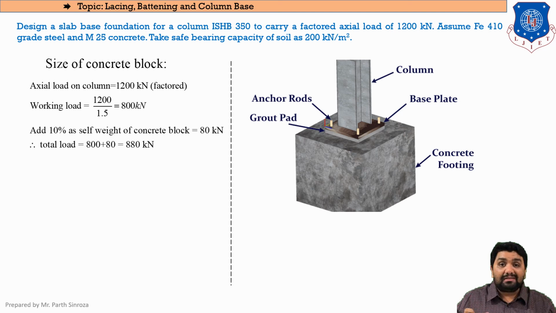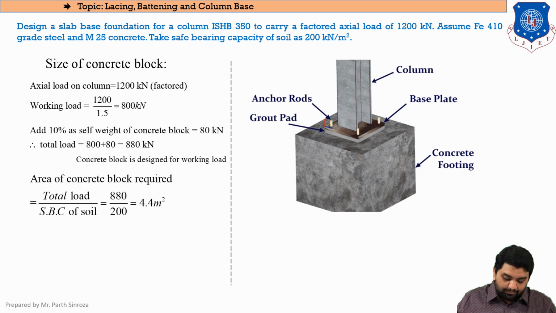Now this load is to be resisted by the soil. So now we will be requiring the size, that is the area of the concrete block. The area of the concrete block can be found from this equation, that is total load divided by SBC of soil. SBC will always be given in the question. Here it is mentioned as 200 kilonewton per meter square. So the area that is to be covered by our concrete block comes out to be 4.4 meters square.